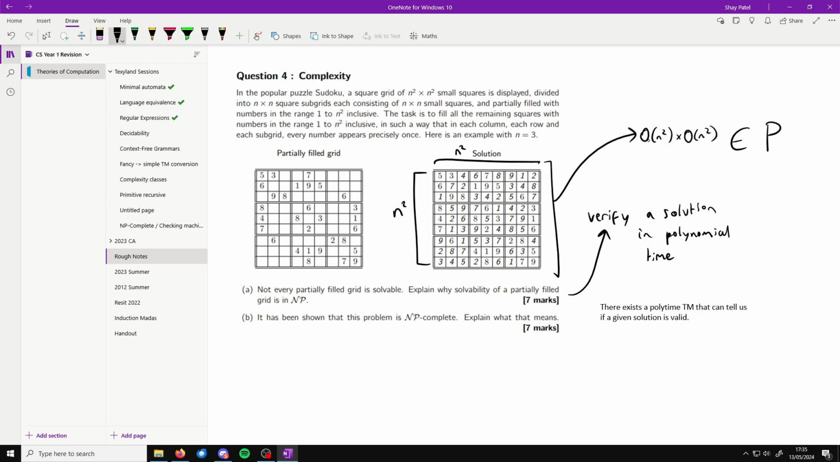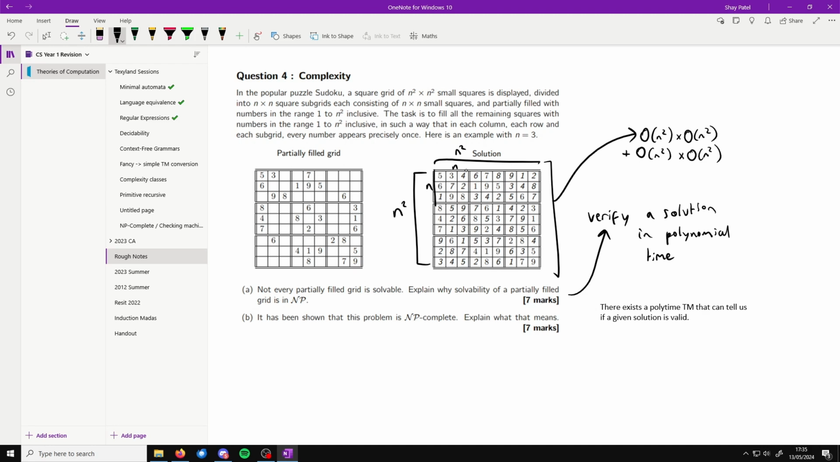Good. And then same thing for the columns. It takes n squared to check that the number exists once in a column, and there are n squared columns. Therefore, that's also n to the 4. Therefore, the final complexity of a deterministic checking machine to validate a given solution would be O of n to the 4, which is polytime. Okay. But we also need to do the subgrids.